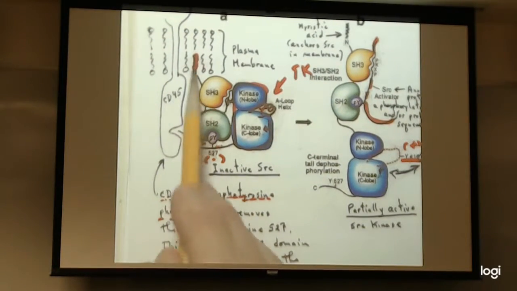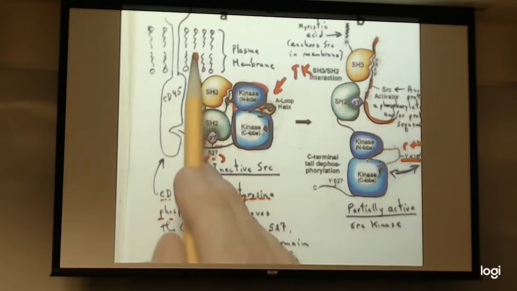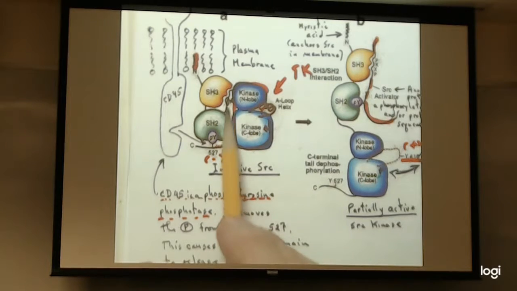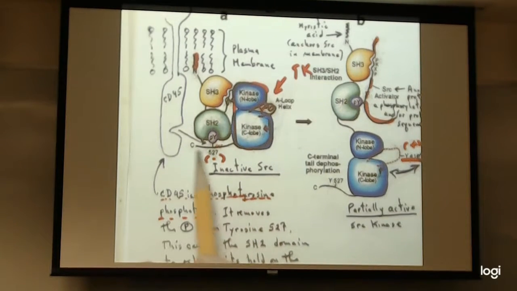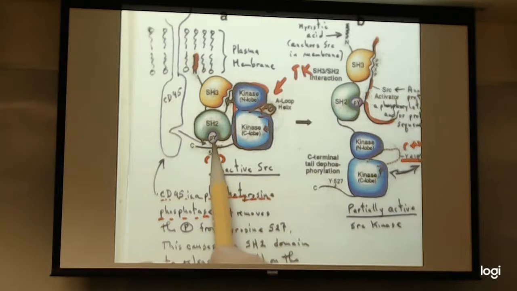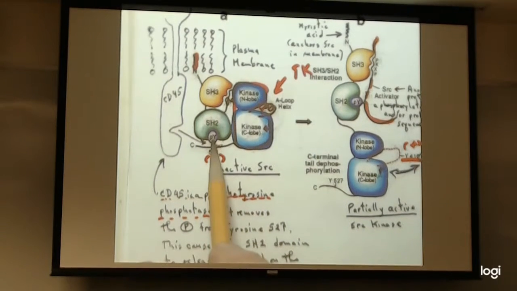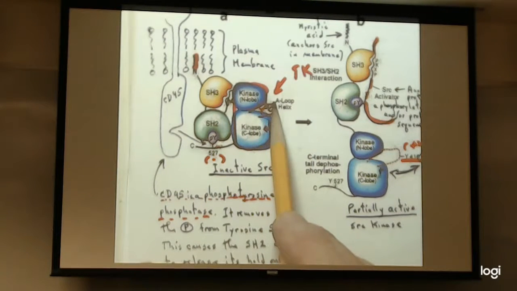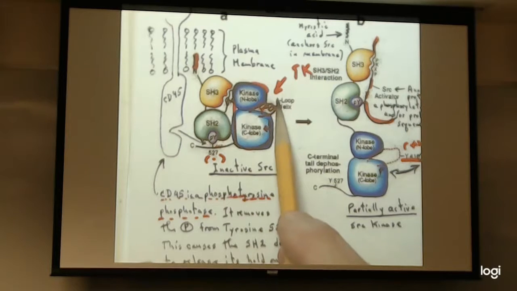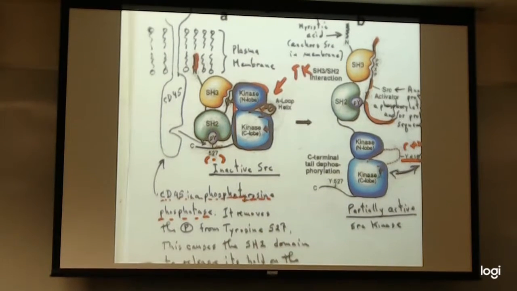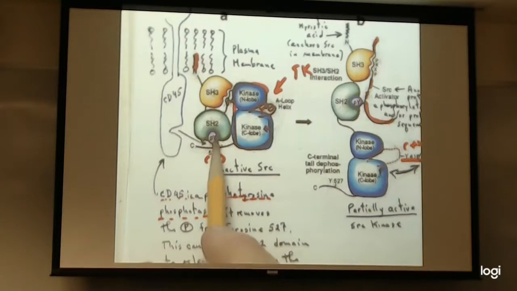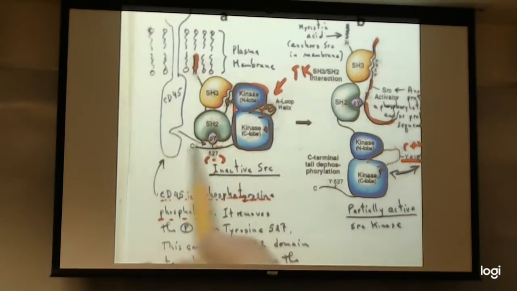So here's the amino terminal end with its myristic acid. Here's the SH3 domain, then the SH2 domain, then the catalytic domain, and then the carboxy terminal end with the inhibitory site of phosphorylation. So Src has an inhibitory site of tyrosine phosphorylation in the carboxy terminus, and an activating site of tyrosine phosphorylation in the middle of the catalytic domain. And here CD45 is going to grab that phosphate off.